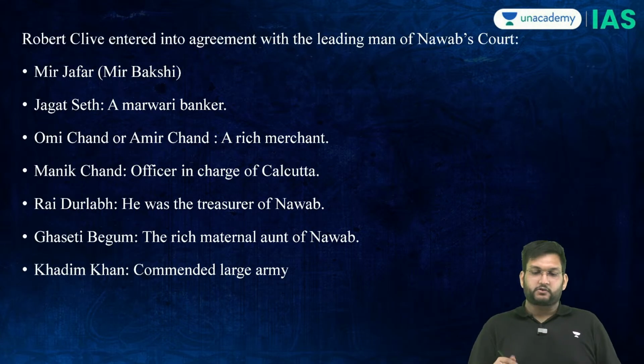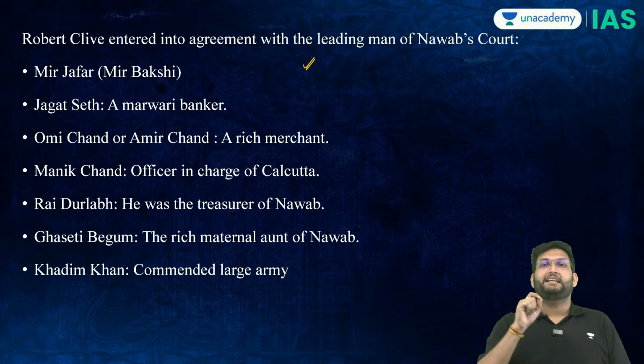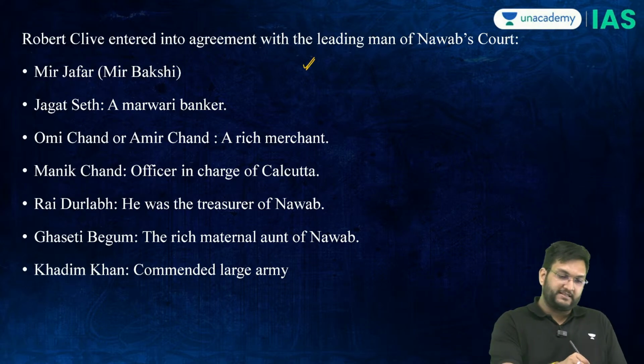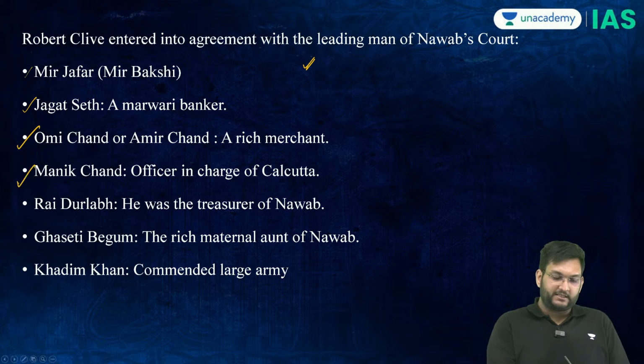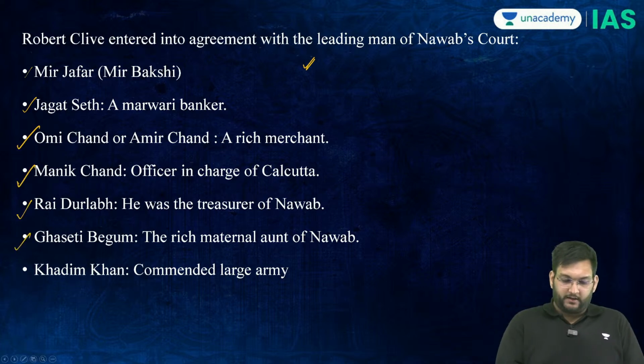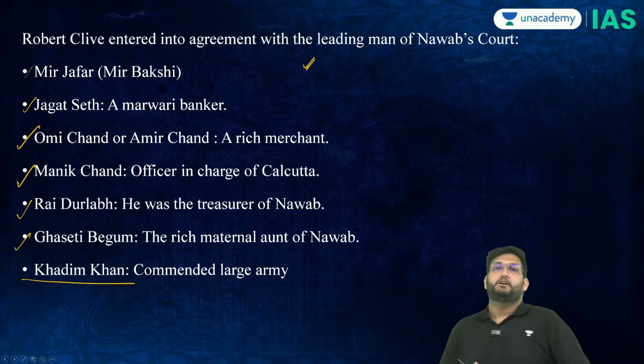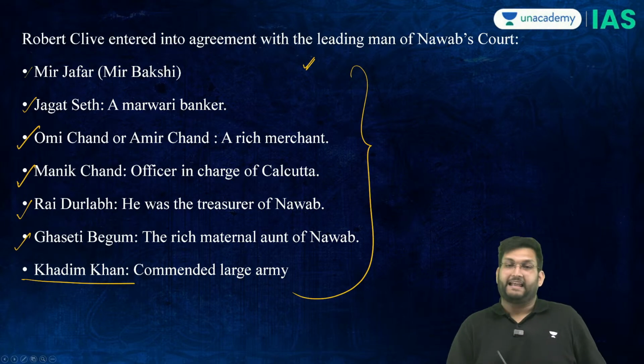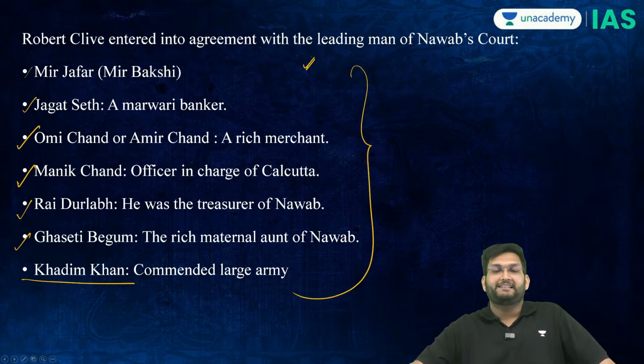Basically, this is called the Plassey conspiracy. Mir Jafar, Jagat Seth, Omi Chand, Manik Chand, Rai Durlab, Ghasiti Begum and Qadim Khan. Together they will hatch a plan. And that plan was very simple.